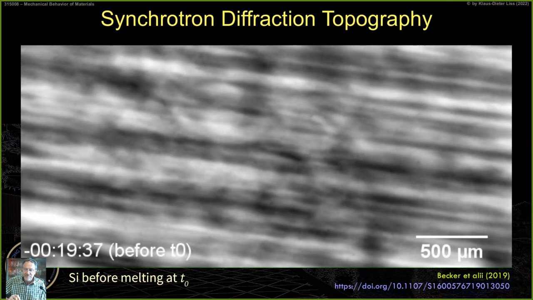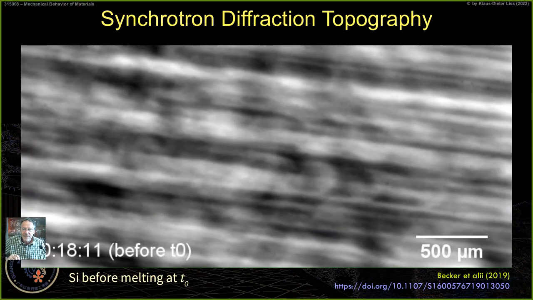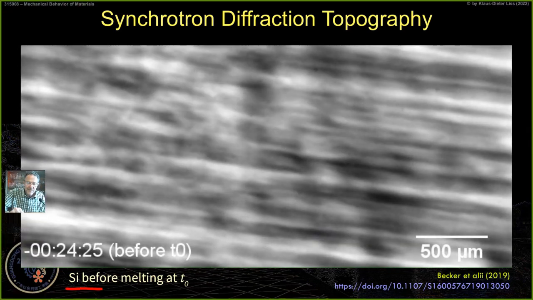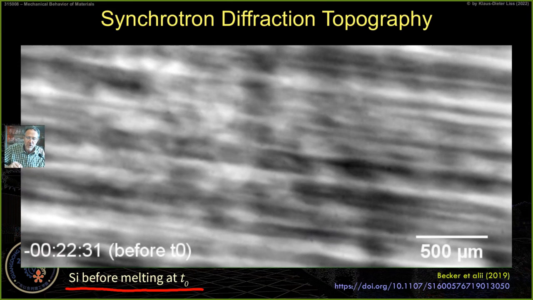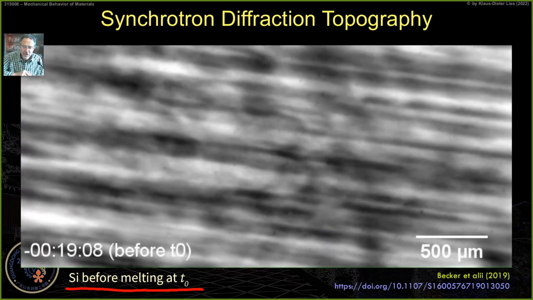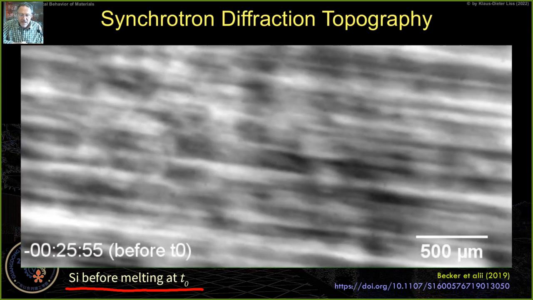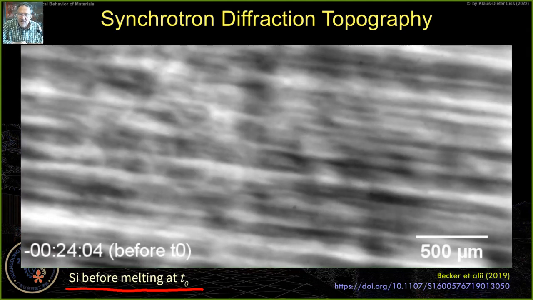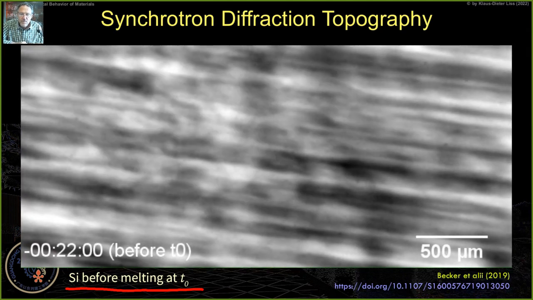And last but not least, here's a movie where material, I think silicon, is heated up before melting at T0. That says before T0 there in the legend. So it does melt at T0, and you see there's a lot of dislocation movement.